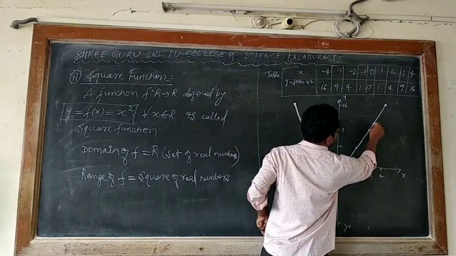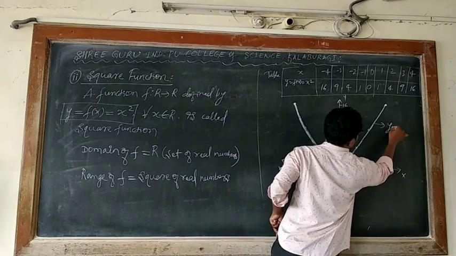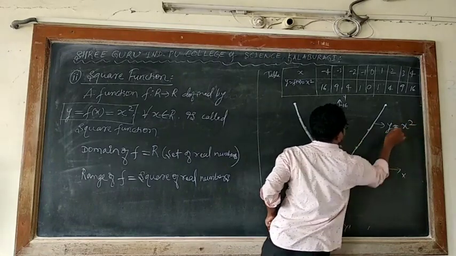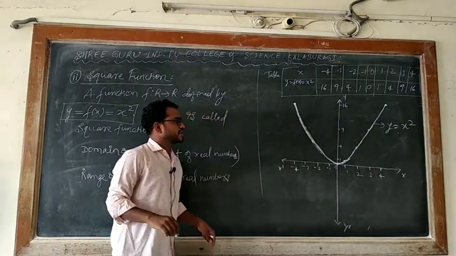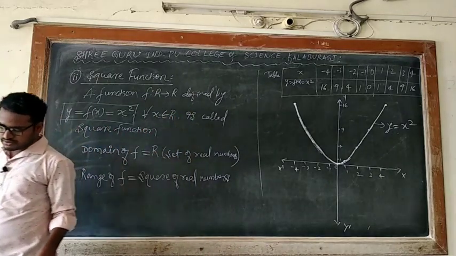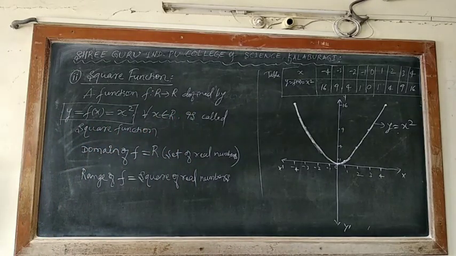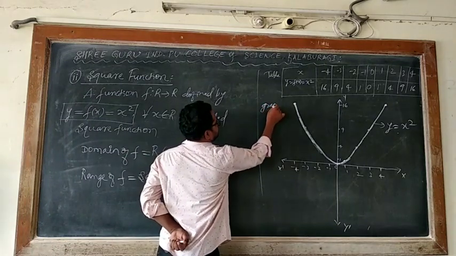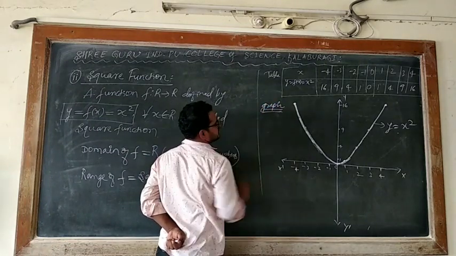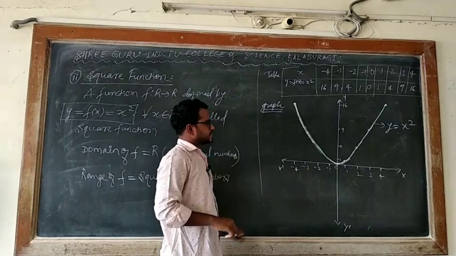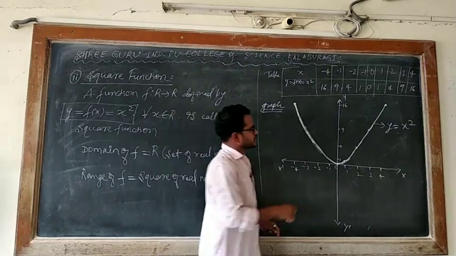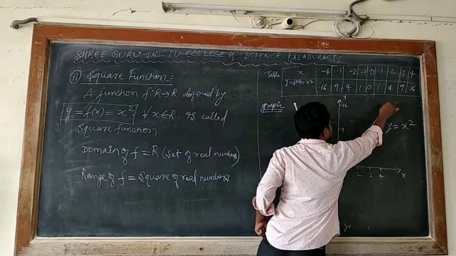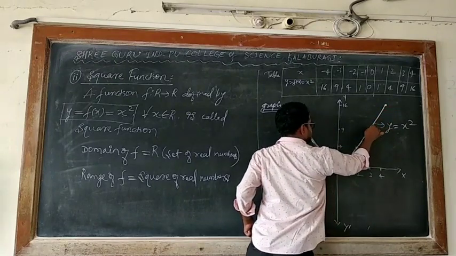This is what? Y is equal to x square. Which function is it? Y is equal to x square, the square function. So you can say it is looking like the square function. So this is the graph of this function. Is it clear? Take the points and plot the diagram. If you want, you can share this for your purpose.